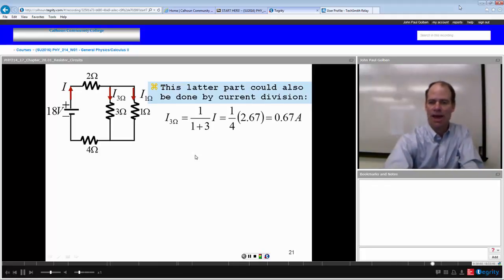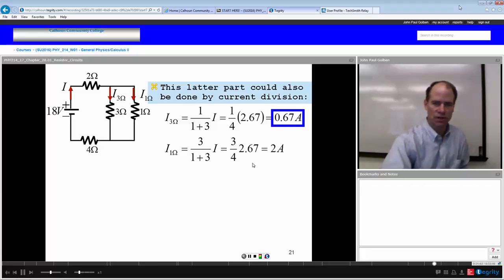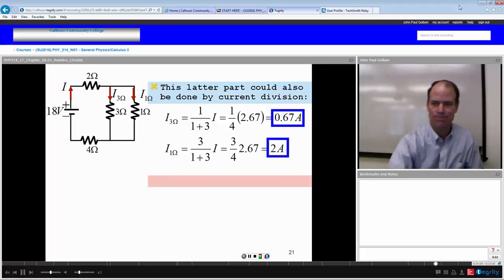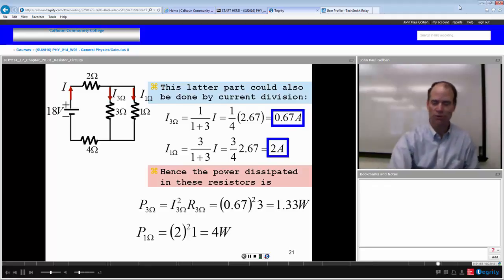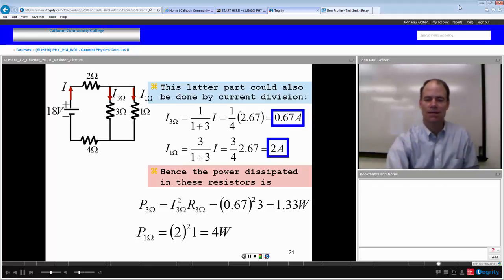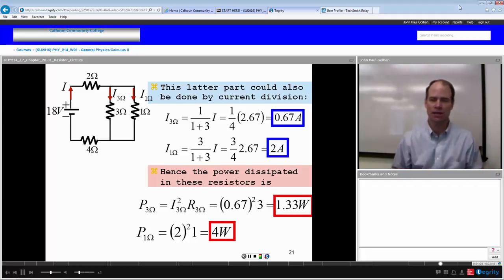So 1/4 of the current is going to go through the 3 ohms. That's going to be 0.67 amps. And 3/4 of the current is going to go through the 1 ohm. That's going to be 2 amps. Hence, by the current power formula, the 3 ohms is going to be 0.67 amps squared times 3 ohms, 1.33 watts. And the 1 ohm is going to have 2 amps squared times 1 ohm, 4 watts. So we get the same result calculating the power that way.